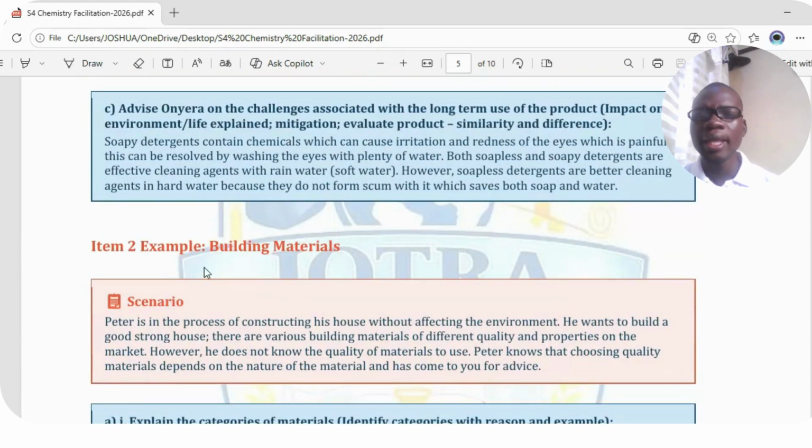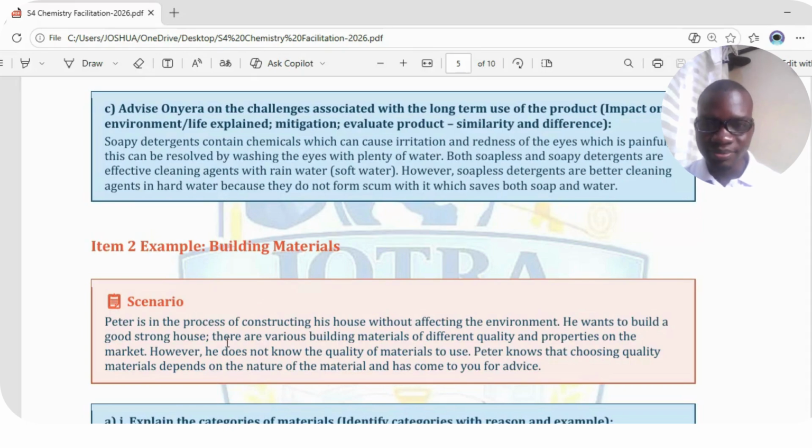So item 2 example, building materials. So this is the topic, where the topic brought was using materials. This is taught in senior one.